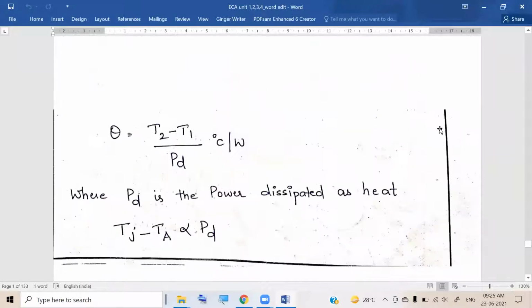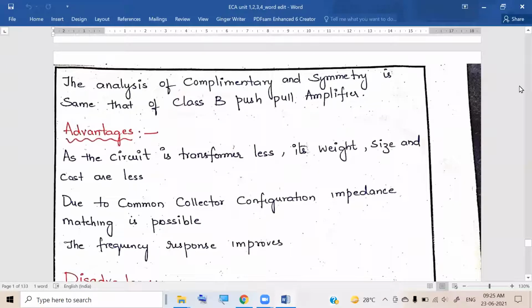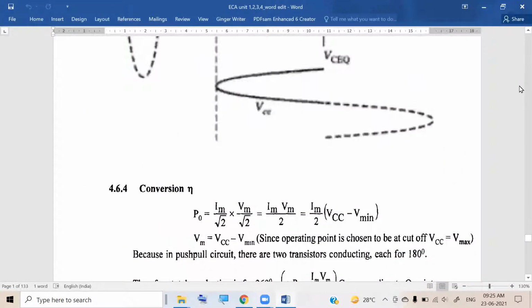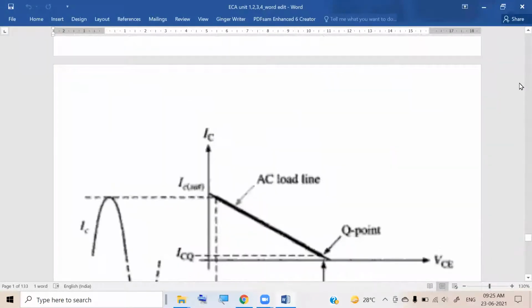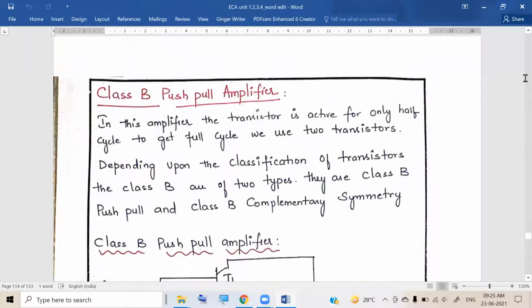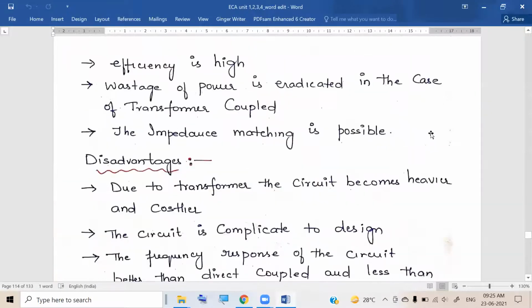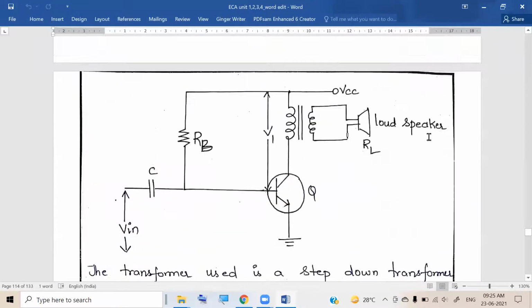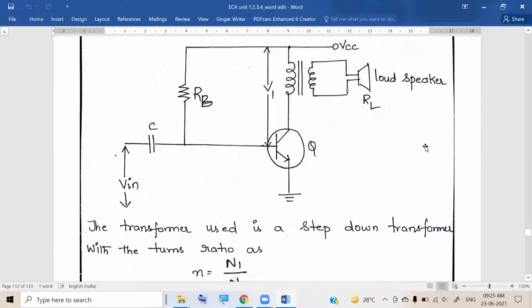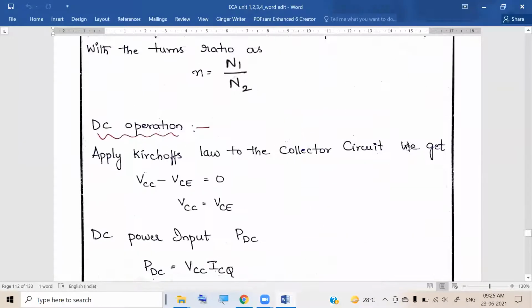Transformer coupled class A amplifier. Okay, we started discussing the transformer coupled class A amplifier. And what we have discussed in the previous class is, okay, so this is the transformer coupled class A amplifier.